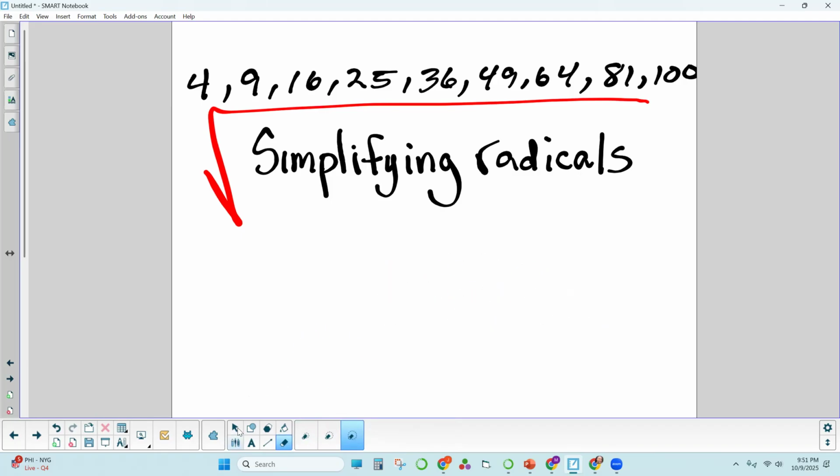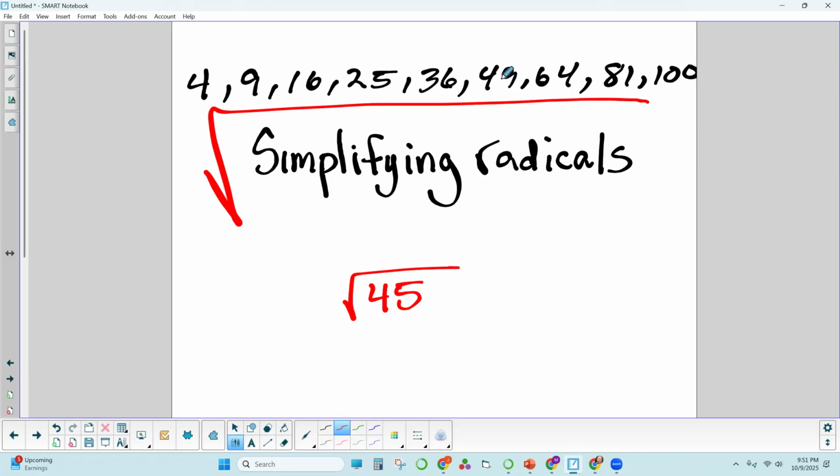Like, let's say the square root of 45, okay? Not a perfect square, but it can be simplified. So how do you know it can be simplified? What you're looking for is the largest factor of 45 that is a perfect square. If there are no factors of 45 that are perfect squares, it can't be simplified. It's as simple as that.